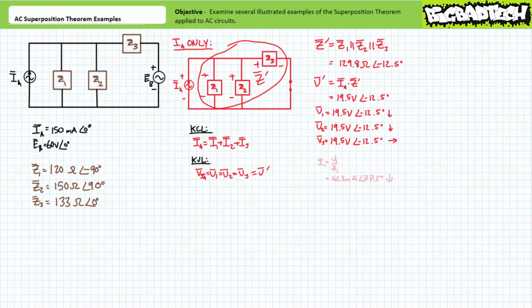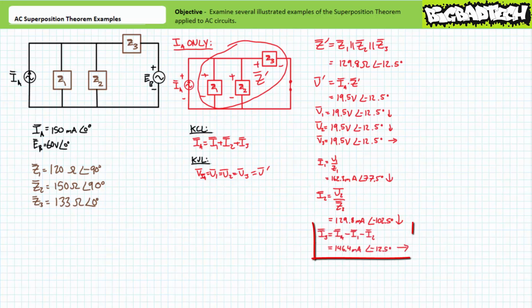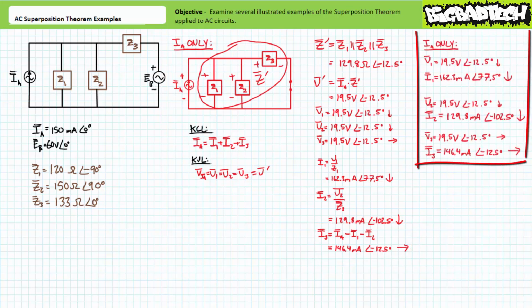Let's now examine current. Application of Ohm's law demonstrates current through impedance element Z1 to be 162.3 milliamperes at an angle of 77.5 degrees, traveling top to bottom. Another application of Ohm's law demonstrates current through impedance element Z2 to be 129.8 milliamperes at an angle of negative 102.5 degrees, traveling top to bottom. Finally, application of Kirchhoff's current law demonstrates I3 to be the remaining 146.4 milliamperes at an angle of negative 12.5 degrees, traveling left to right. This completes the analysis from the perspective of sinusoidal AC current source IA.